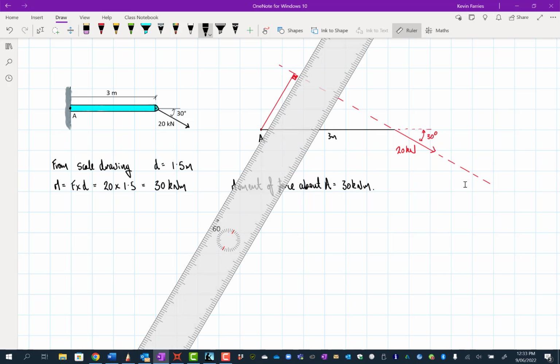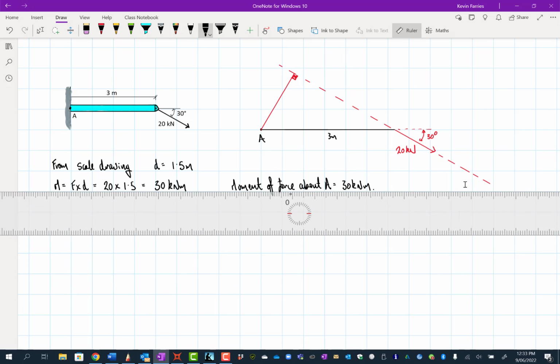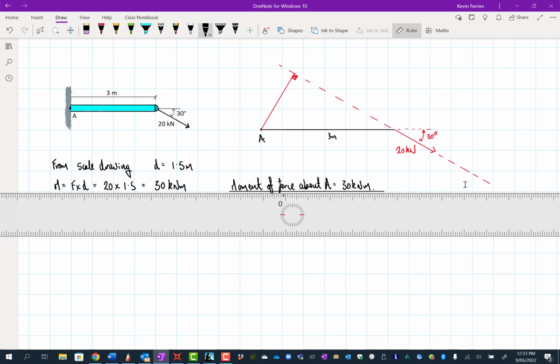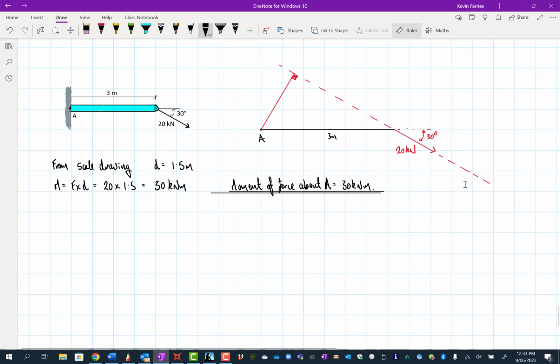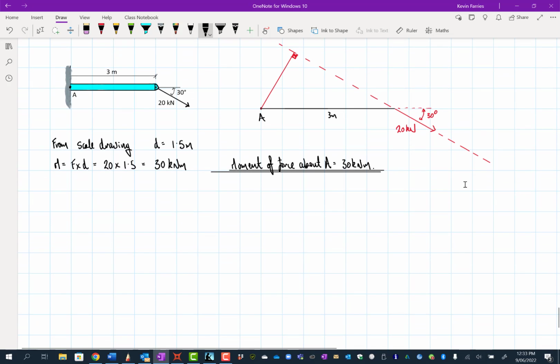So that's using a scale diagram, but we could have solved this also using trig. Let's have a quick look at how we would do that. So we've got a right angle triangle, there it is, down along here. That 3 meters is forming the hypotenuse. We want to find this lever arm, that's what we want to figure out. So we've got a side, so we need an angle.